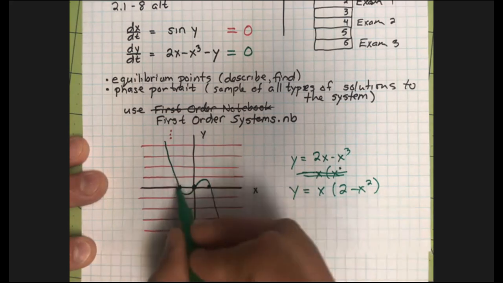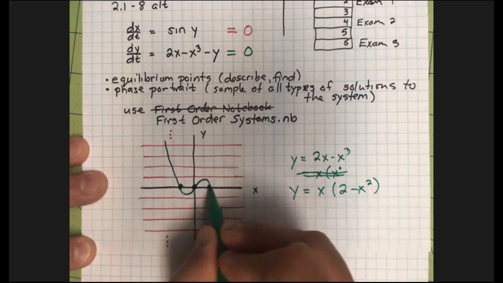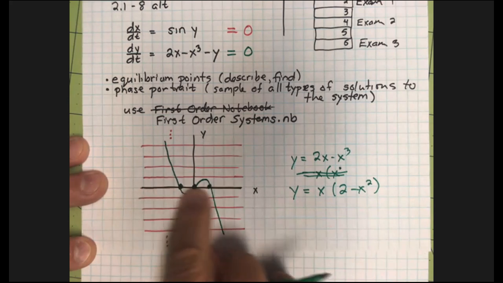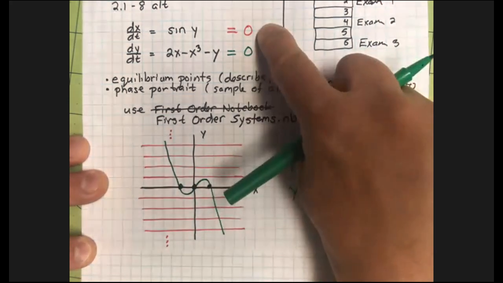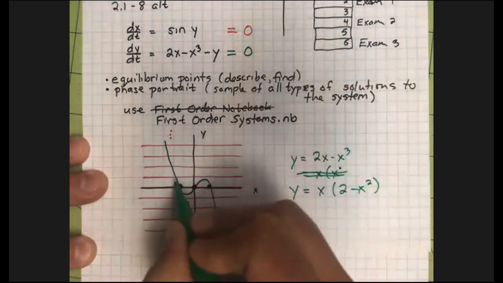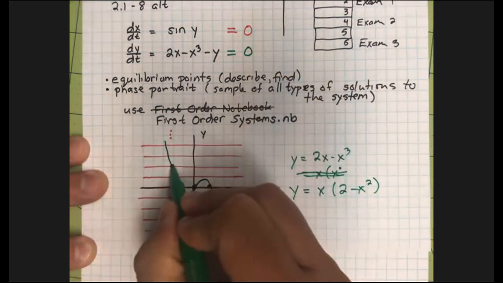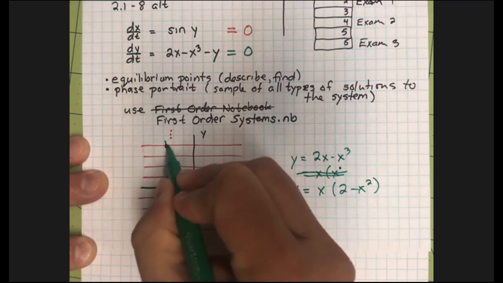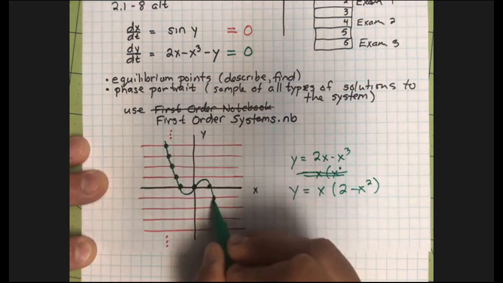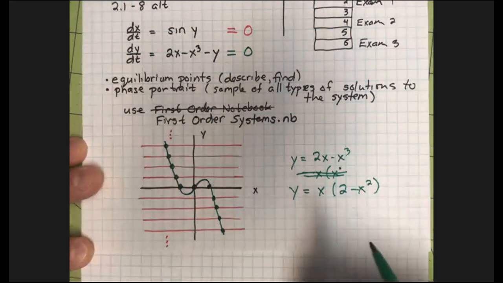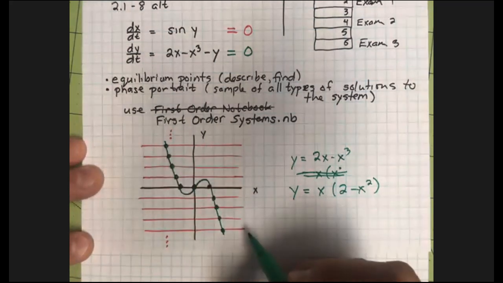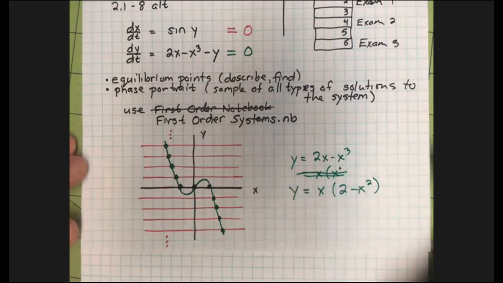But do you see what's important about these three points? These three points are on the red line and on the green curve. So they have both no x motion, no y motion. And that immediately tells you what? Oh. All these points where red meets green are equilibrium points. So this system clearly has infinitely many equilibrium points.